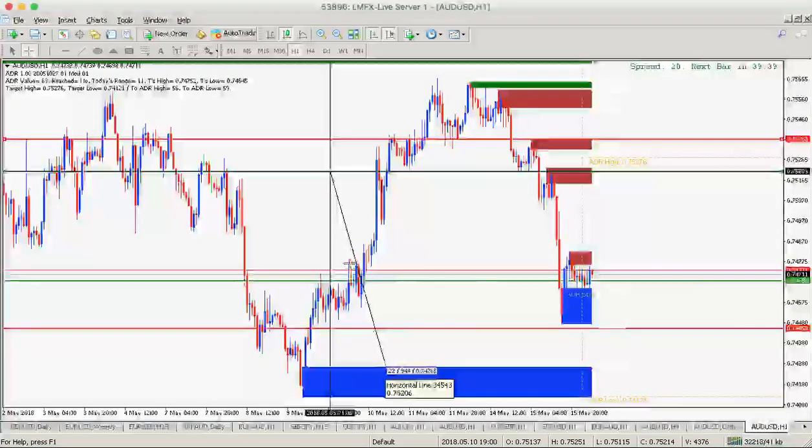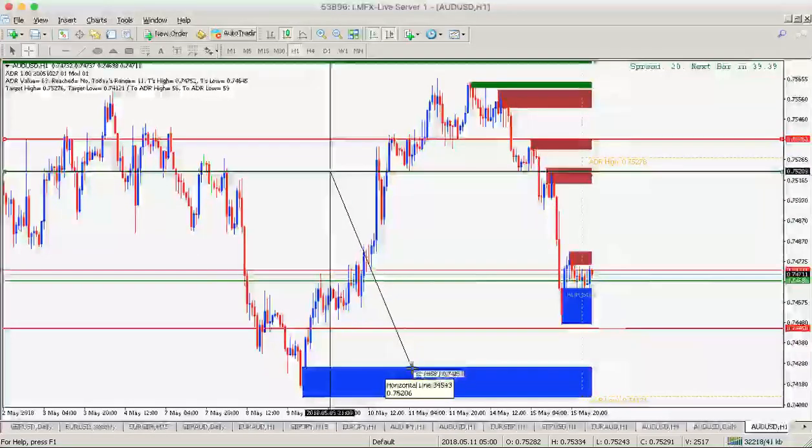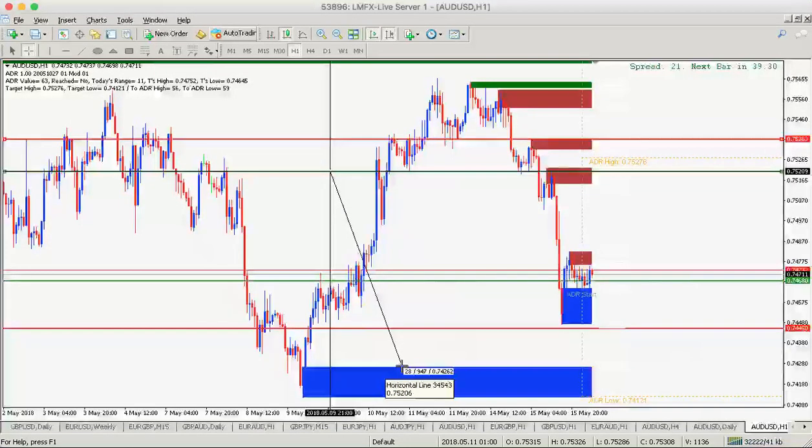Now, will price take a breather somewhere up in here before getting all the way down here? Of course it will, but it's still going to come down here and chase this demand zone. Sell high, buy low.